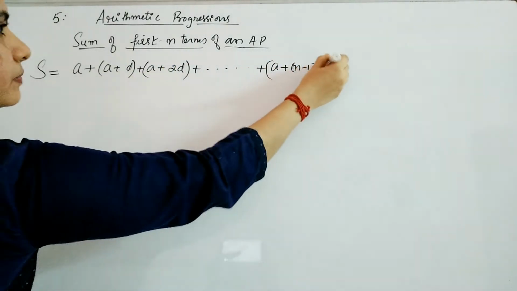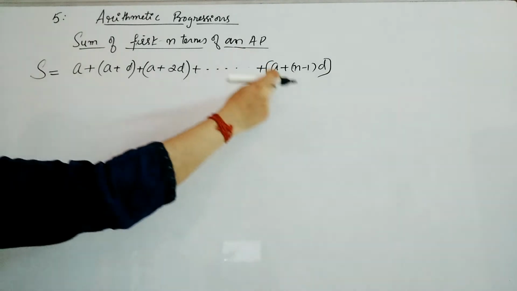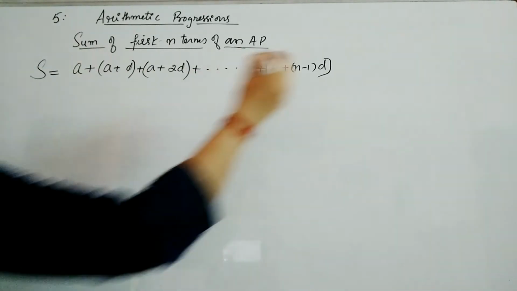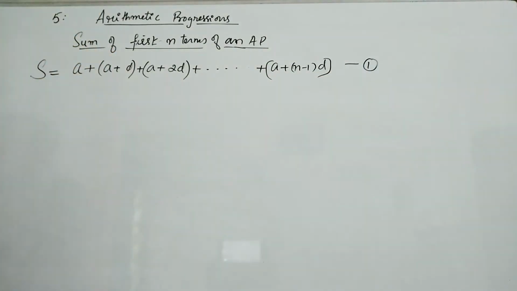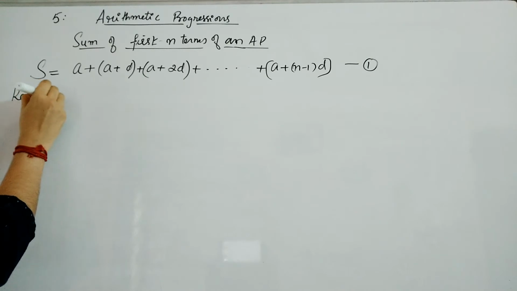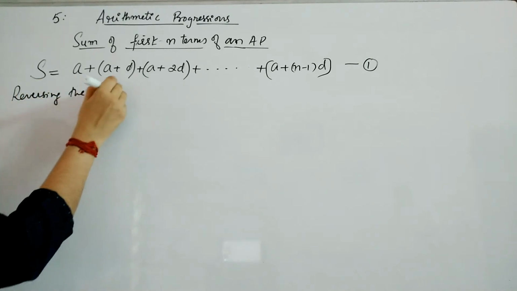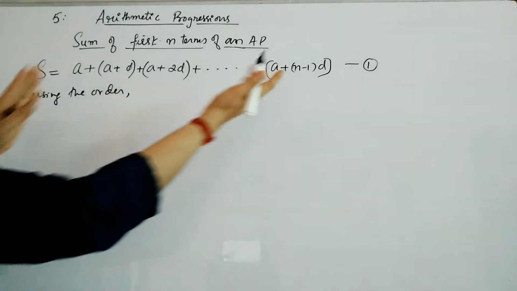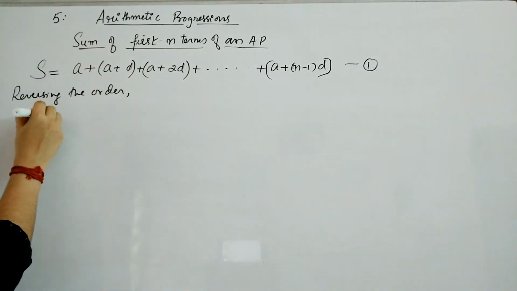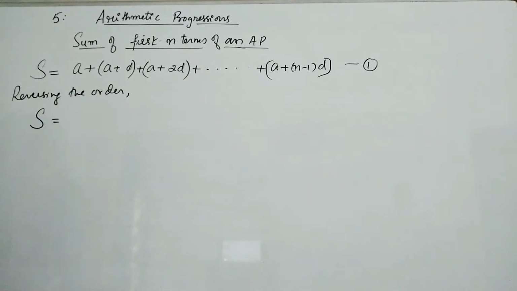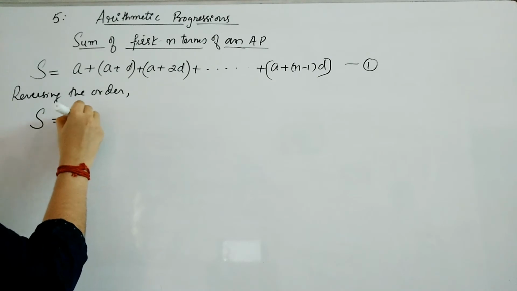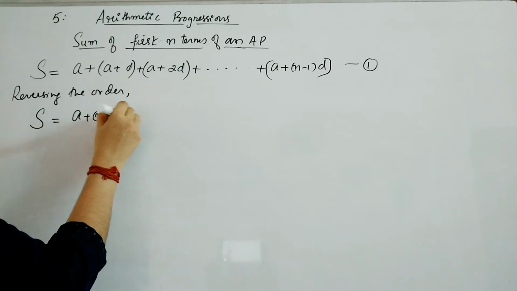Now I have n terms and I am taking the sum of n terms. So this is my first equation. Now I am reversing the order, that means I am rewriting this starting with the last term as the first term, and so on. The left hand side will again be S only, and A plus n minus 1 into D will become the first term.